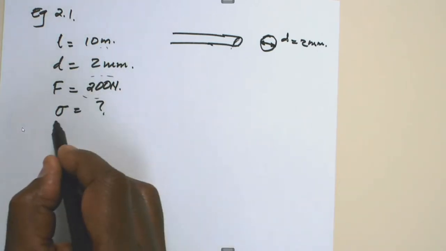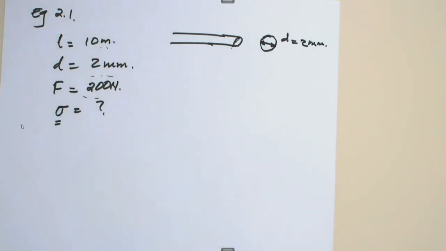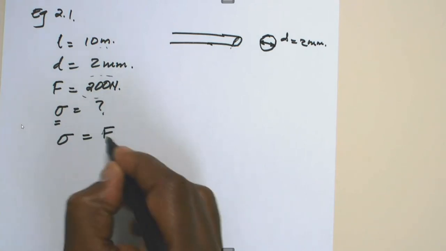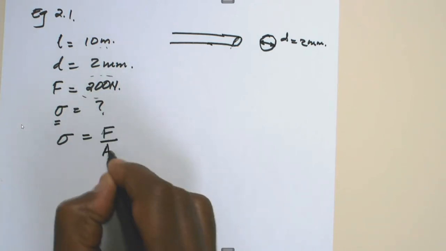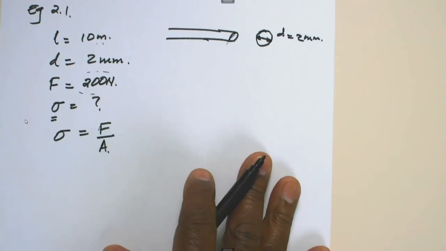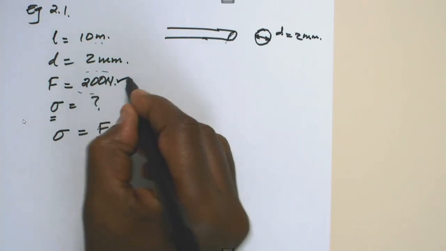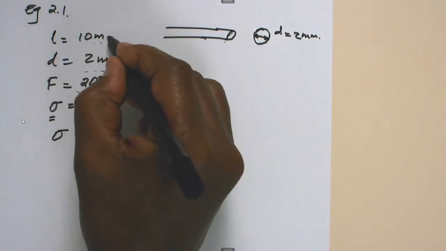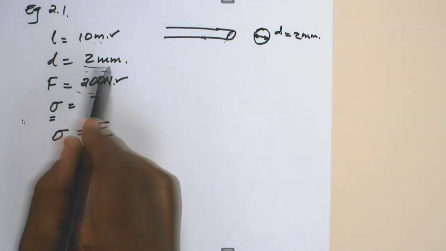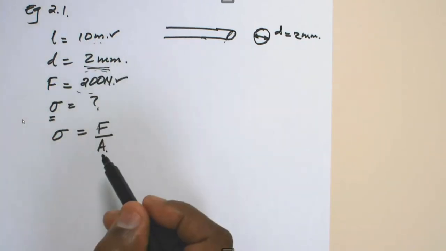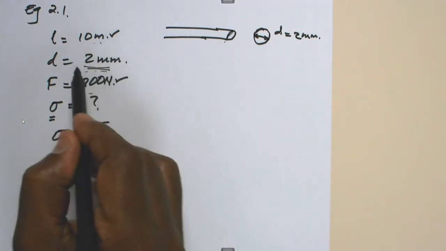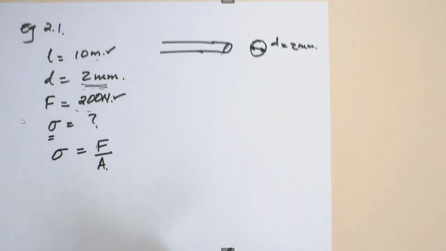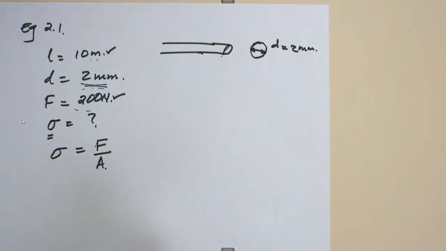Now you are actually asked to calculate the stress. And from the formula that we were given, we know that the stress should be the force over the area. Force is already in newtons, so we are happy. The length is in meters, but the diameter is given in millimeters. So we need to convert this diameter to meters. Now that is where our conversion comes in.